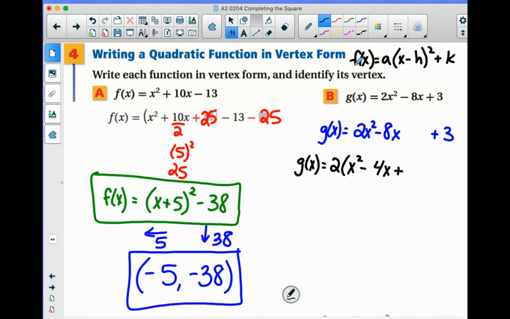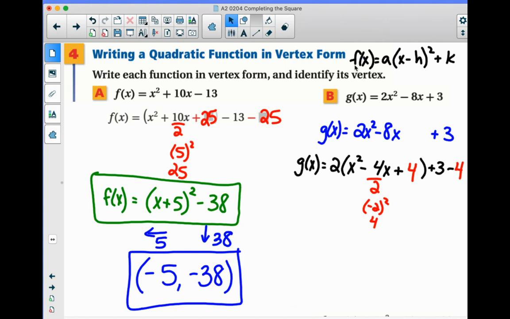Now we're going to add something there. And we're going to subtract it after the 3. This is where we complete our square. So we chop this in half. Negative 4 divided by 2 is negative 2. Squared is positive 4. So we'll add 4 inside the parentheses. We'll subtract 4 at the back end there. Let's clean this up. All right.